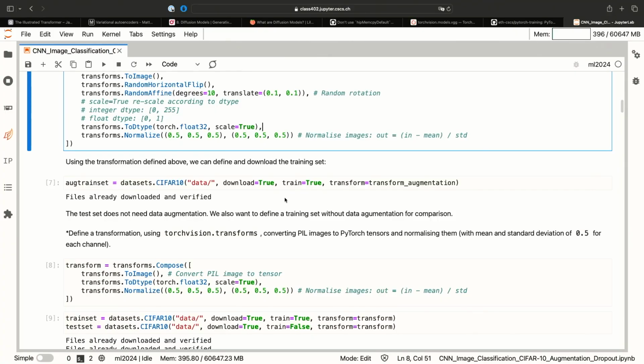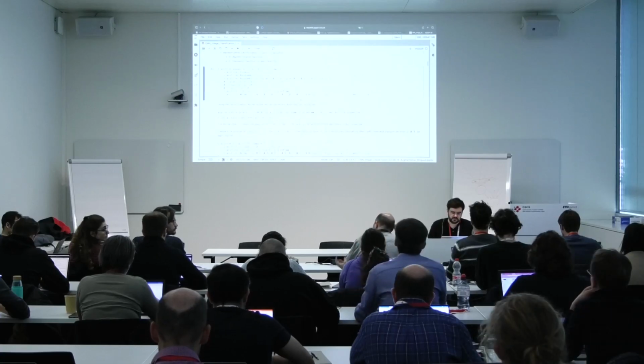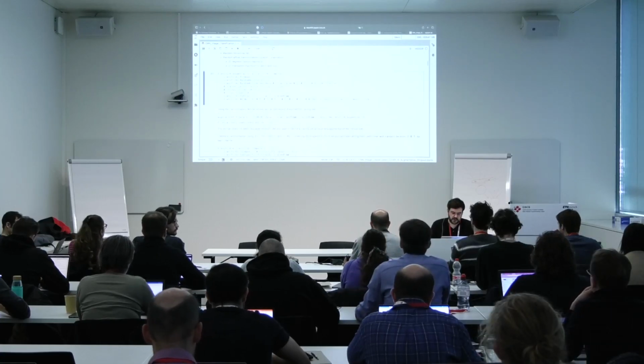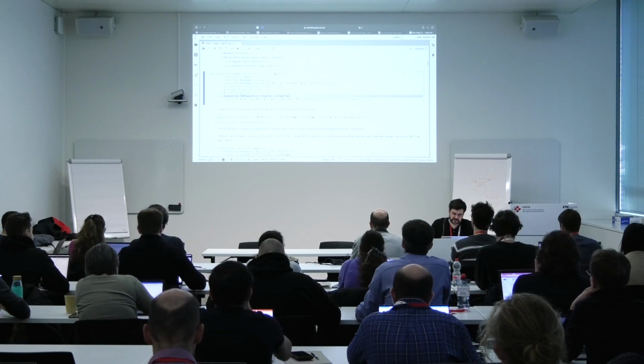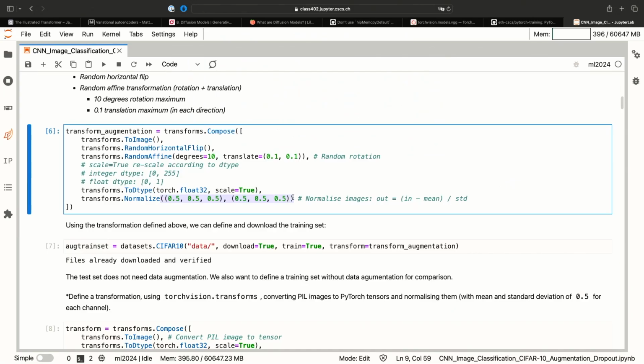Any other question about this data augmentation? So the normalize transform has to be the last command, right? It doesn't have to be, but you need the floating point dtype. So the normalize has to be applied on floating points, so it has to be later than the conversion from integers to floating points.